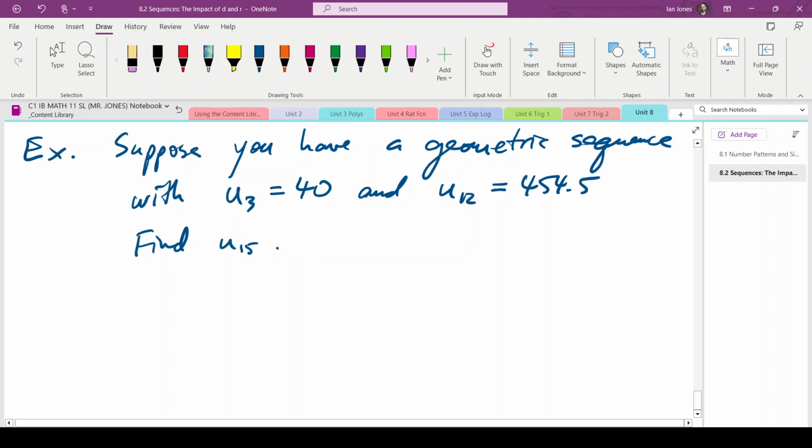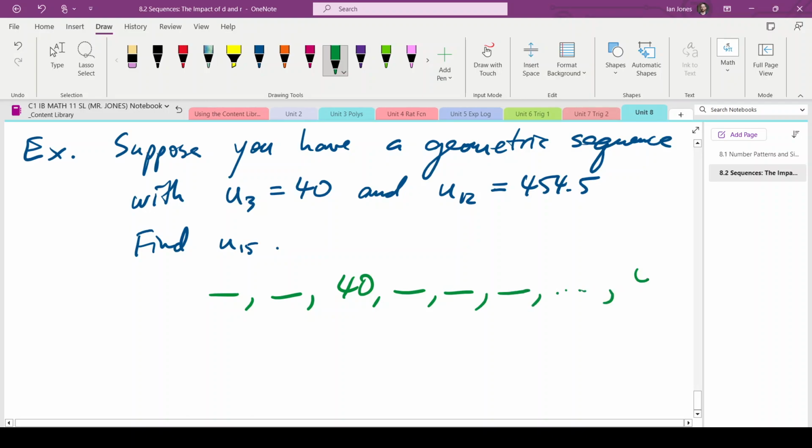There are a few ways to do these questions. Here's what I think is probably the easiest. You think, okay, you don't have to write this part out in green, but just to help you visualize, this is the situation. Okay, so you have term 1 missing, term 2 missing, term 3 is 40, then you have a bunch of other terms, and then you get to term 12, which is 454.5. Term 12, this is term 3, this is term 1.